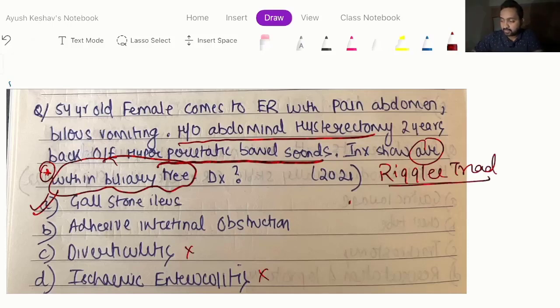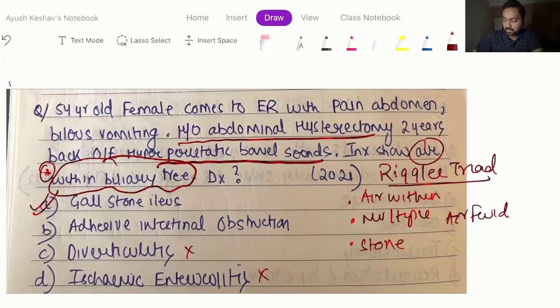So what do you find in the Rigler triad? You have air within the biliary tree, then you have multiple air fluid levels. These multiple air fluid levels are suggestive of intestinal obstruction, in keeping with the hyperperistaltic bowel sounds found on examination. And another component is a stone in the ileum.